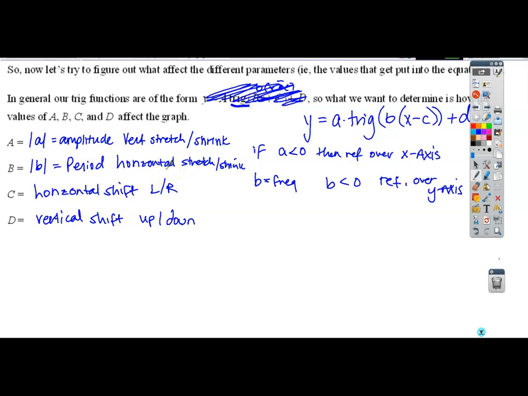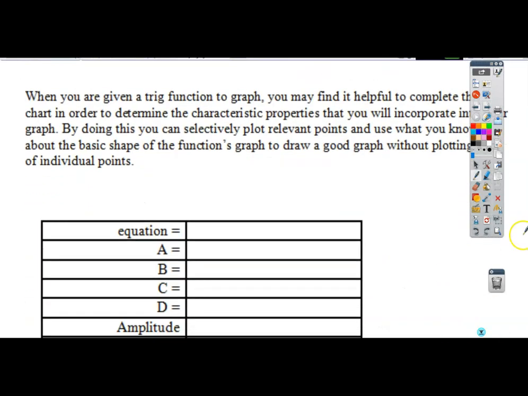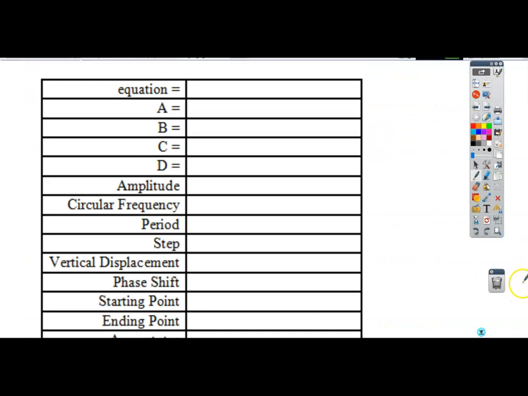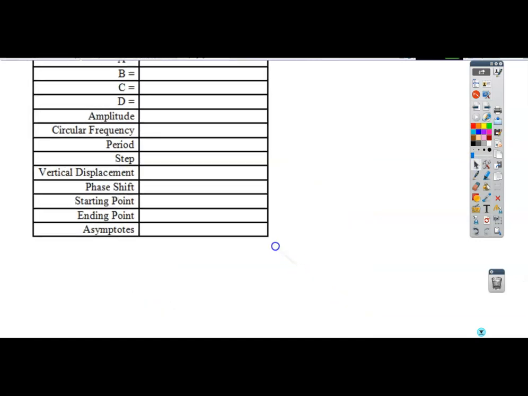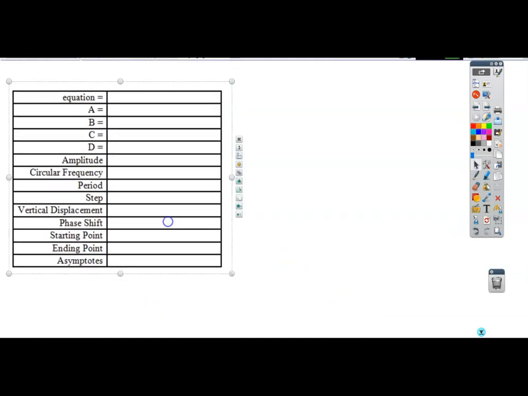Okay. So now to actually be able to graph these, we have to look at the specific graphs themselves. So that's the next thing that I'm going to do. I'm going to look at some specific graphs. And when I do that, I'm going to use a given equation, and then I'm going to identify the values, and then use that to help me graph.